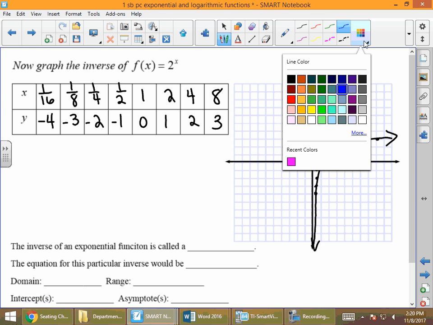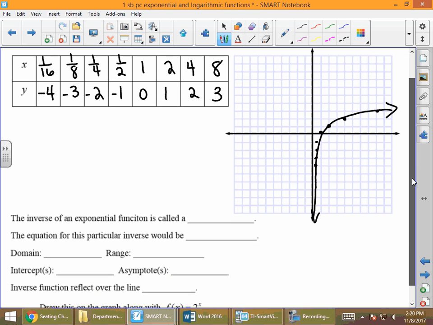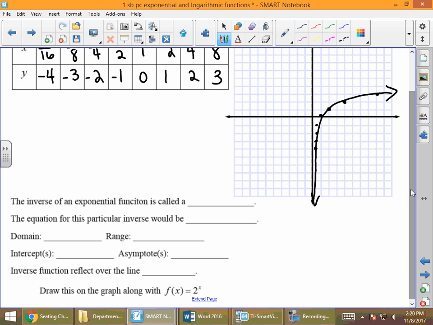And what we just graphed is the inverse of an exponential function. Sorry, I reversed the T and the I and I'm just now seeing it. It's called a logarithm. And the equation for this particular inverse would be y equals log base 2 of x.